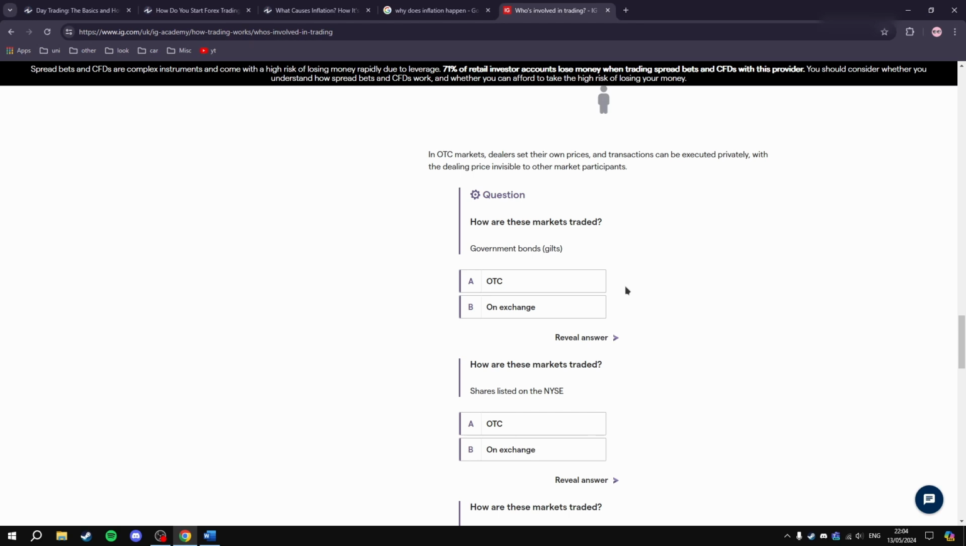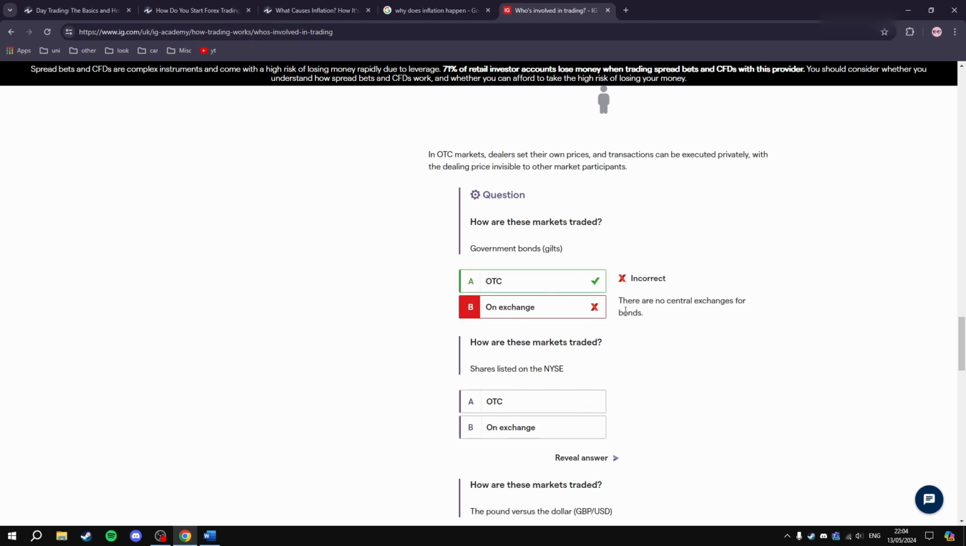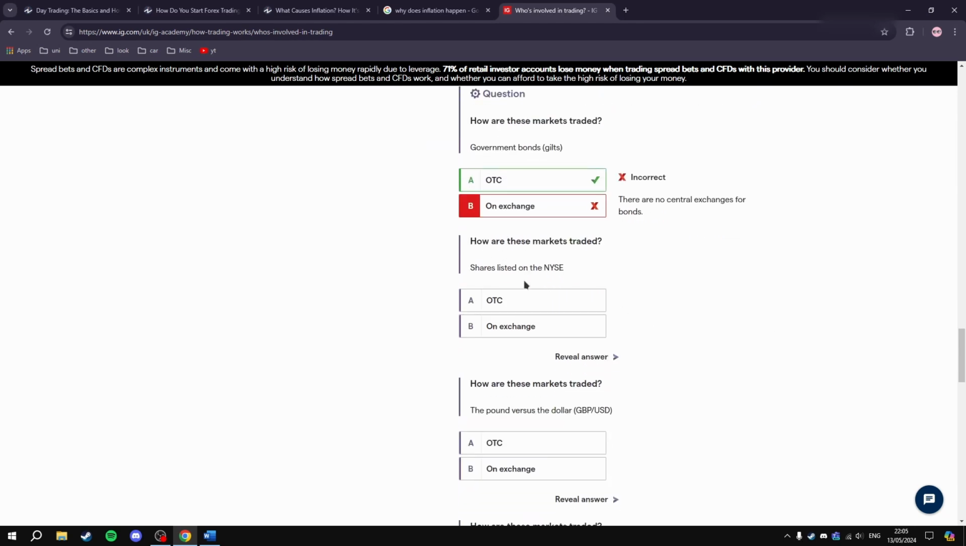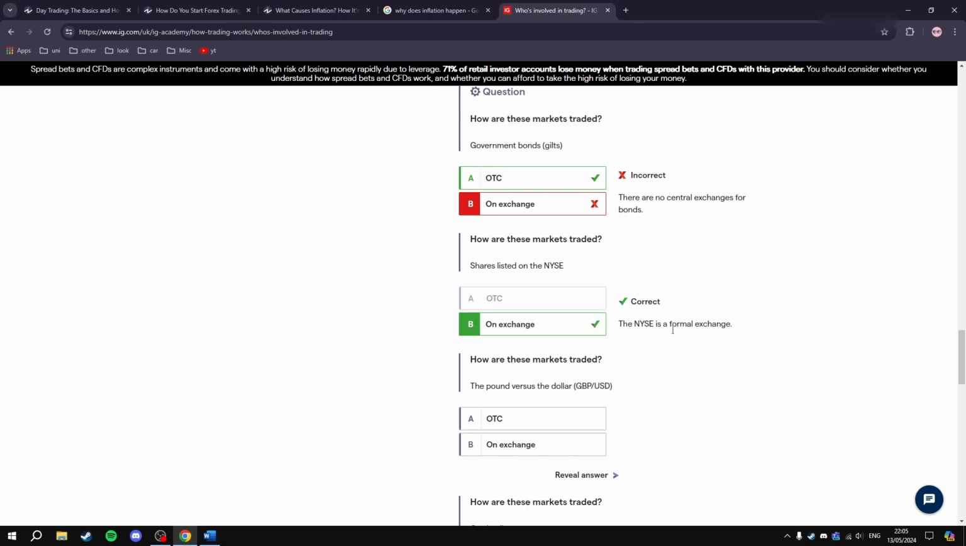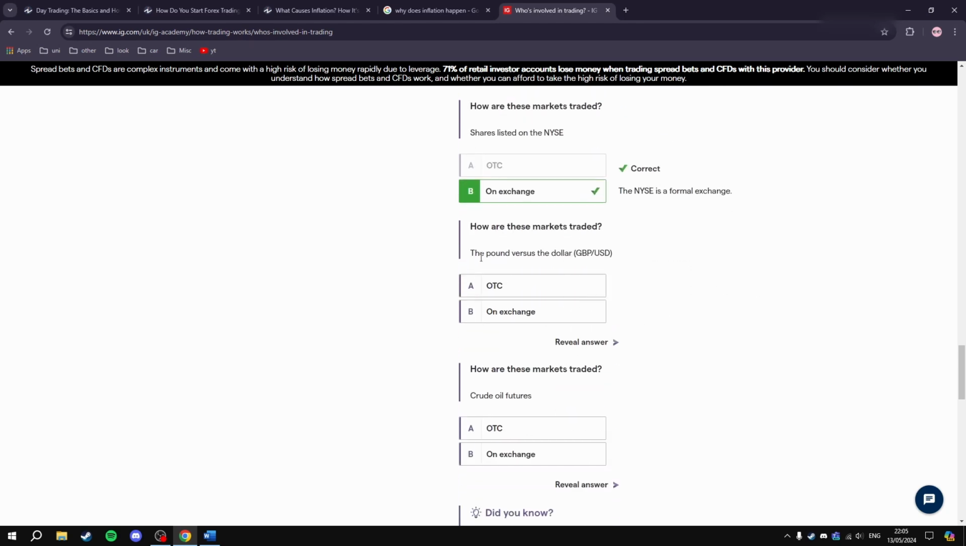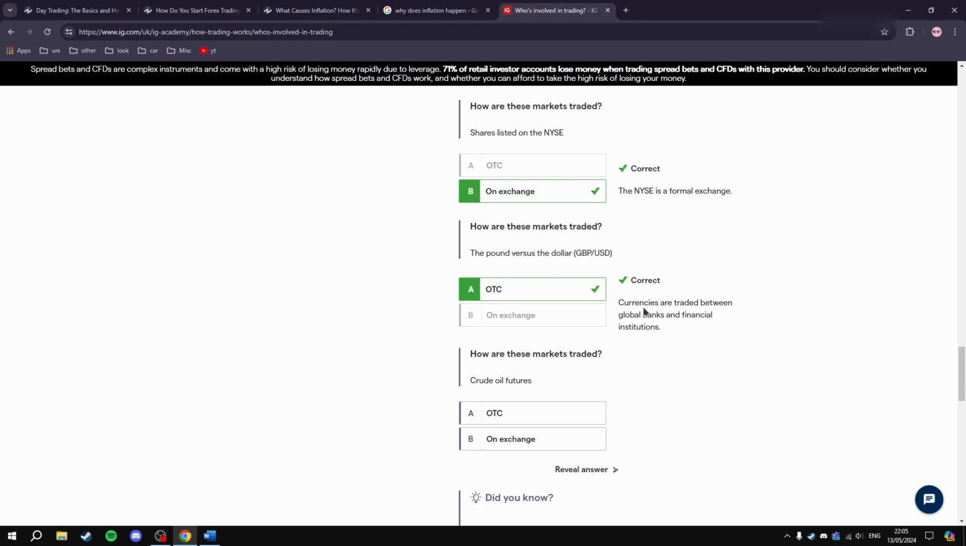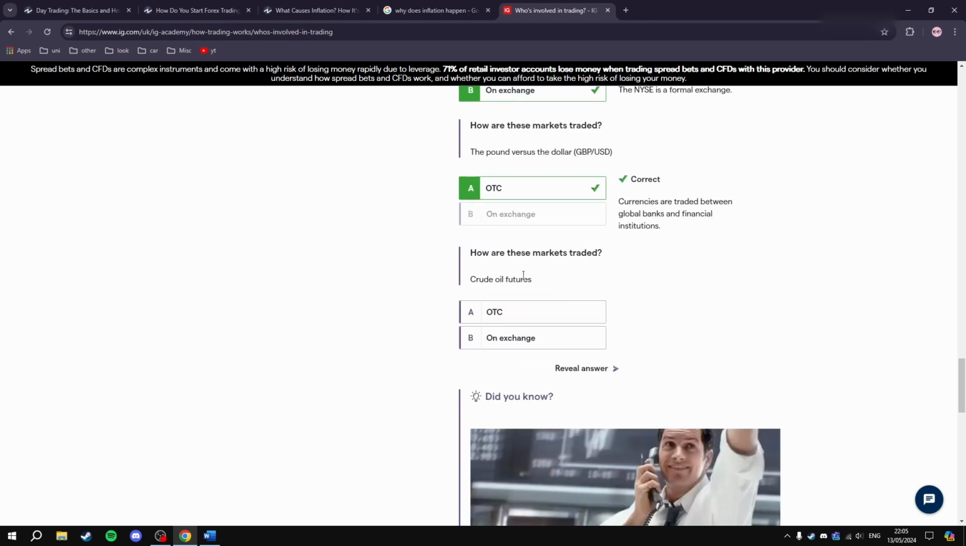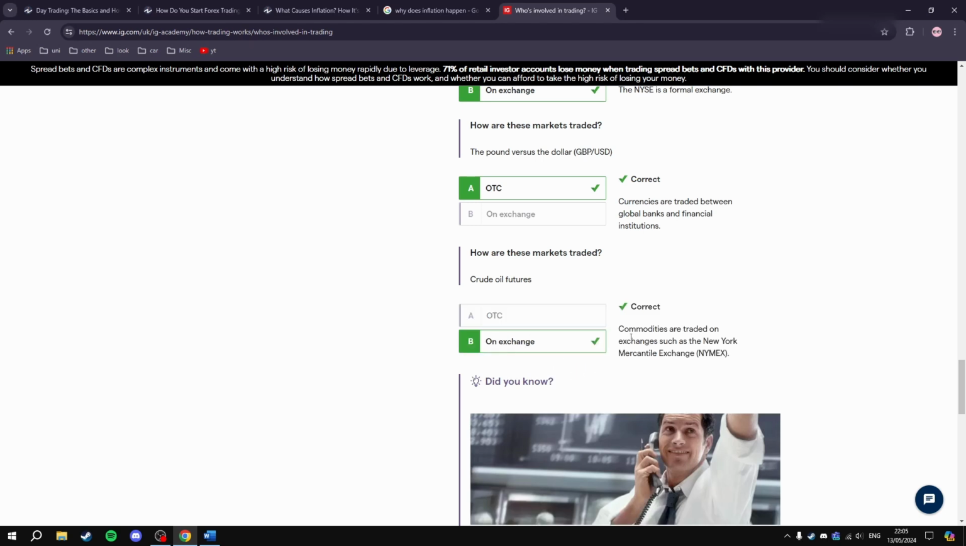How are these markets traded? Government bonds, I'm pretty sure that's on exchange. Never mind, there's no central exchange for bonds. How are these markets traded? Shares listed on New York Stock Exchange. The pound versus the dollar, OTC. Currencies are traded between global banks and financial institutions. Crude oil futures. That's an exchange, isn't it? Commodities are traded on exchanges such as the New York Mercantile Exchange.